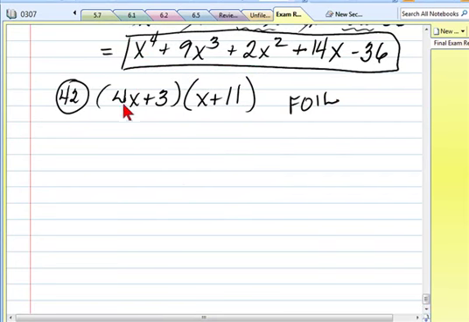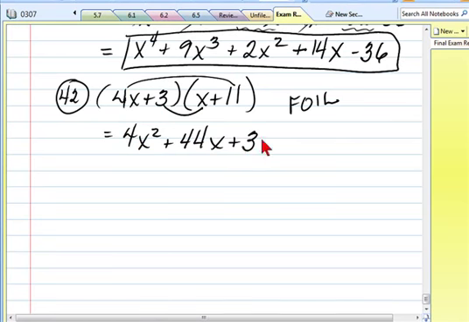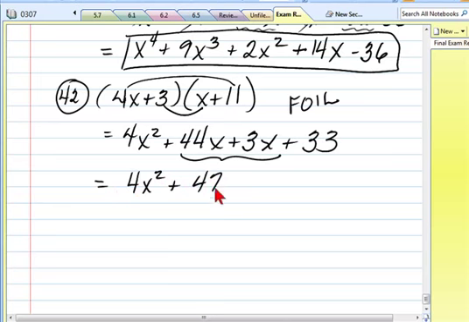So the product of the first, 4x times x, is 4x squared. The outer product, I'm going to go ahead and write it down, is 44x, and the inner product is 3x, and the product of the last is 33. The outers and inners can be combined, so I have 4x squared plus 47x plus 33.